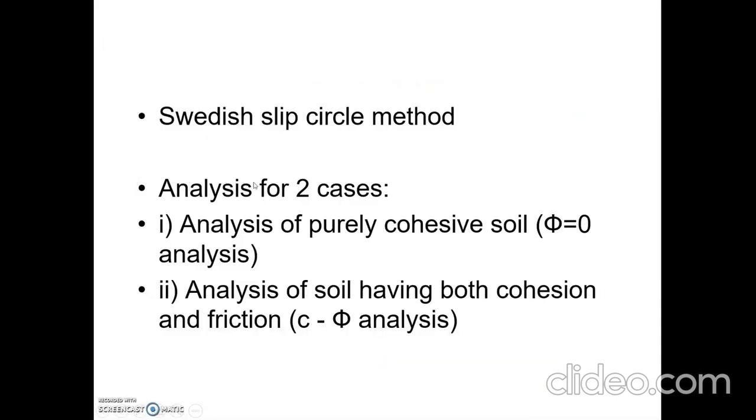Now we will go through the analysis methods using Swedish circle method. First one is analysis of purely cohesive soil, wherein phi is equal to 0, and it is referred to as phi equal to 0 analysis. Second one is analysis of soil having both cohesion and friction, that is C and phi. So it is referred to as C phi analysis.